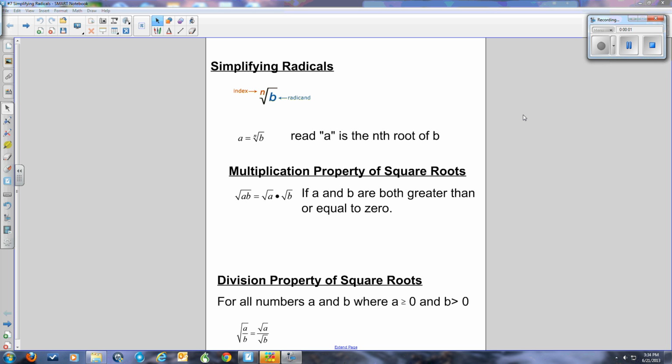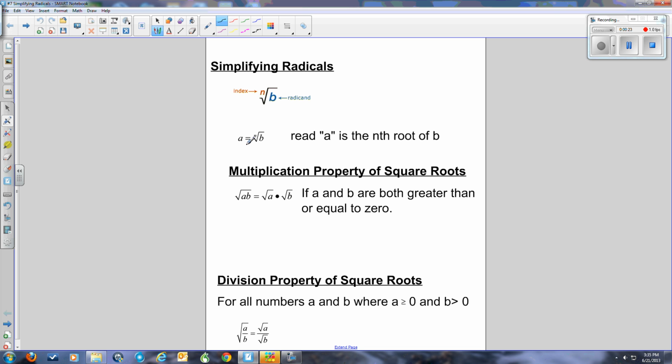Today we're going to be talking about simplifying radicals. And if you look, I have an example of a radical here. This little n, which is in this little crook here, is called the index of the radical. The number under the radical symbol is the radicand.